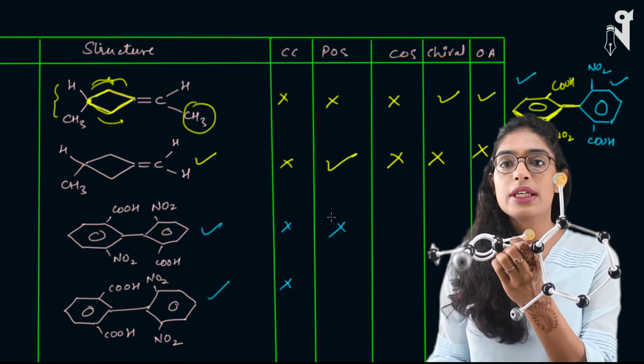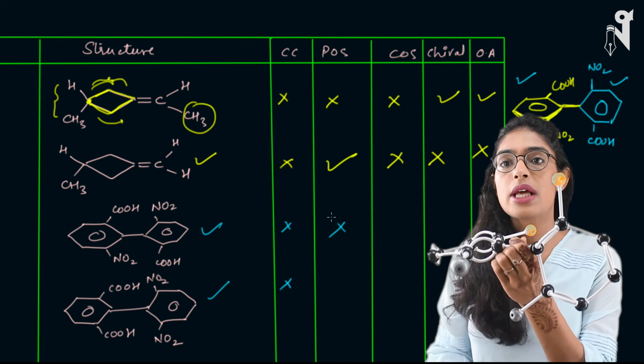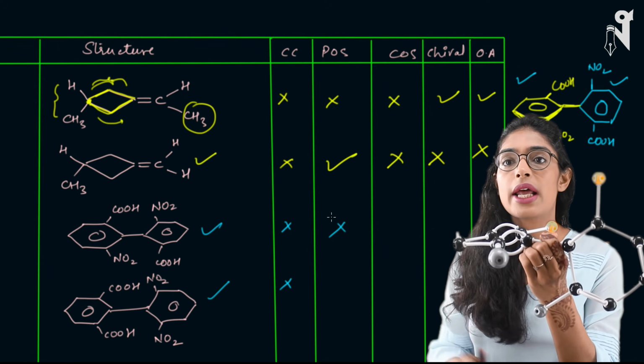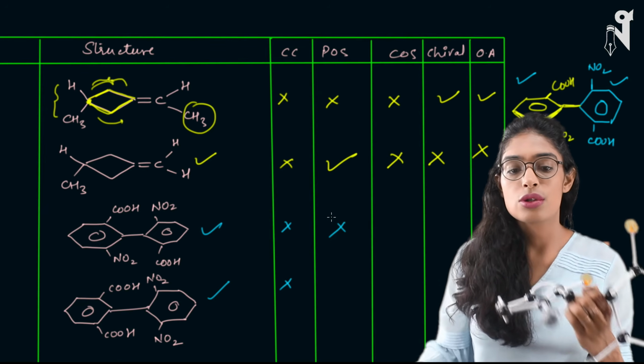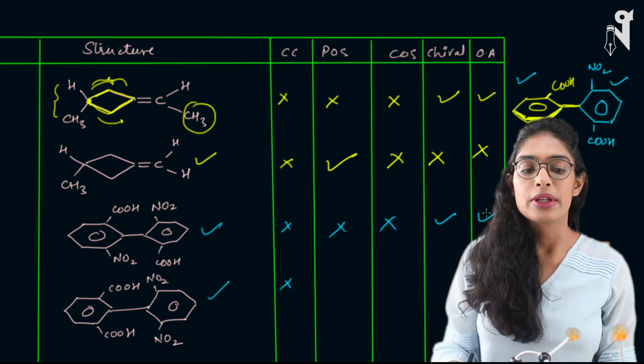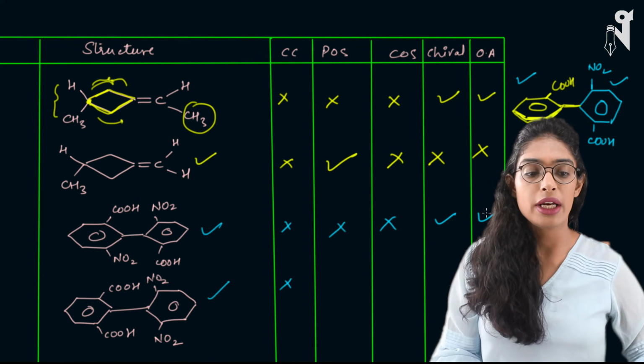Now you yourself see and tell me whether COS is there or not. Are we getting the COH in the equal and opposite direction when the line passes through the center? No. Are we getting this NO2 in the equal and opposite direction when the line passes through the center? No. So no COS. Chirality, yes. Optical activity, yes.